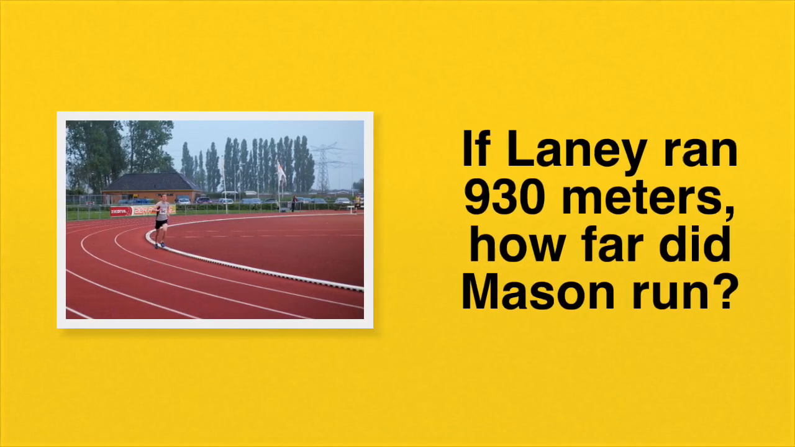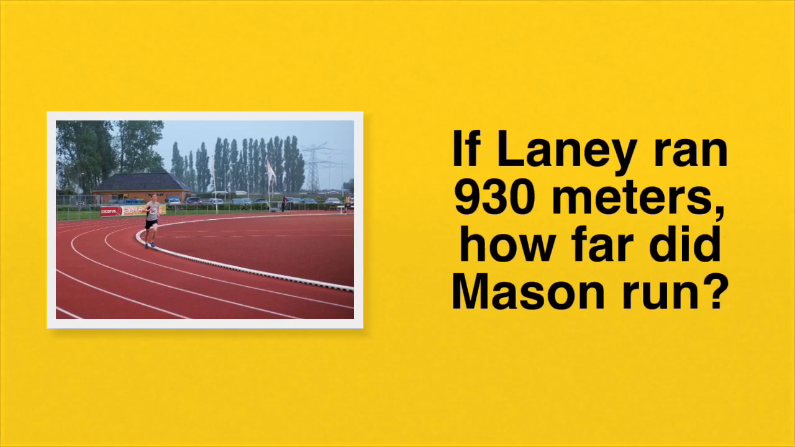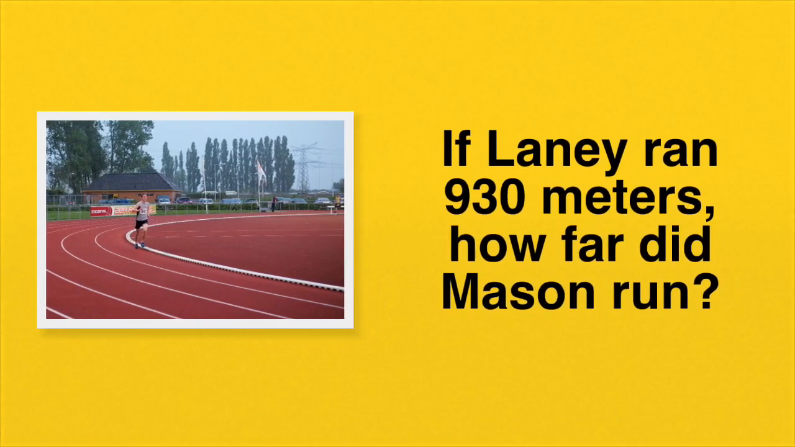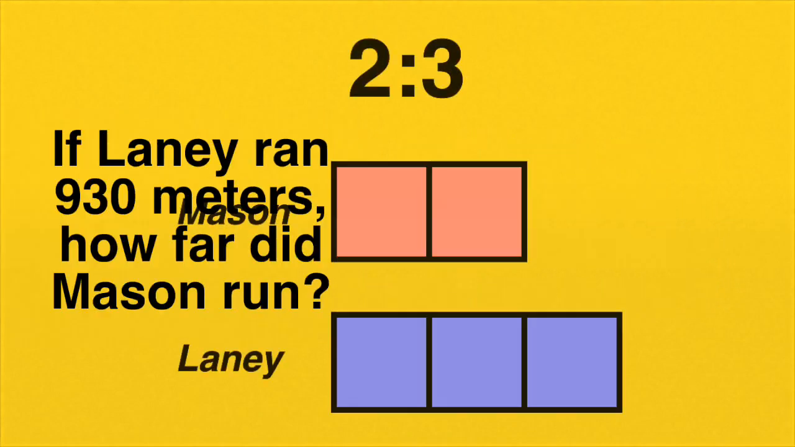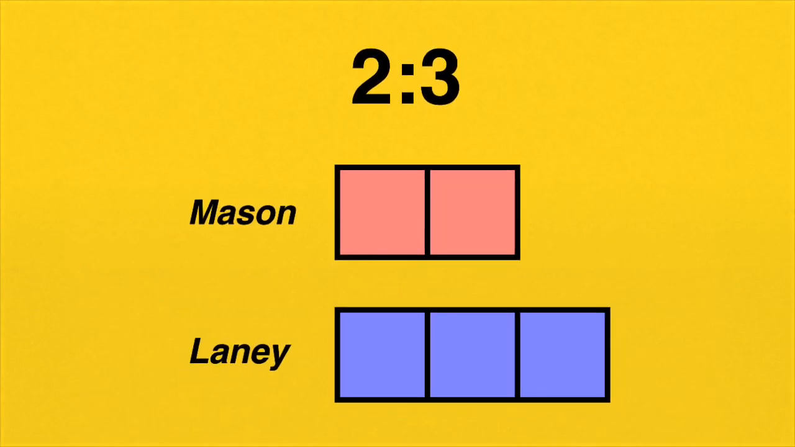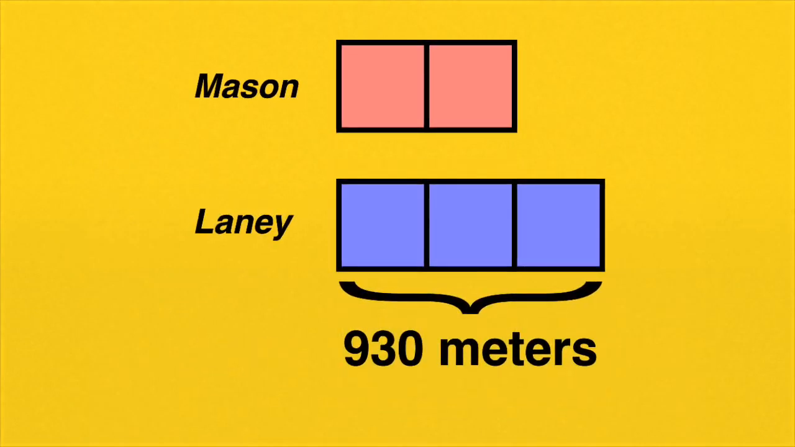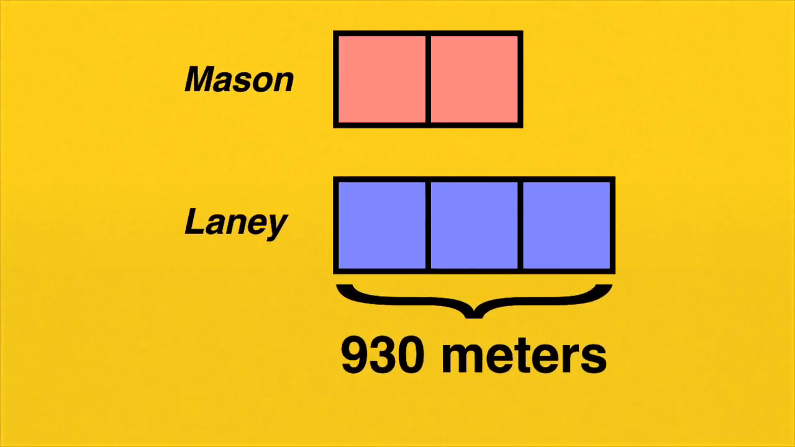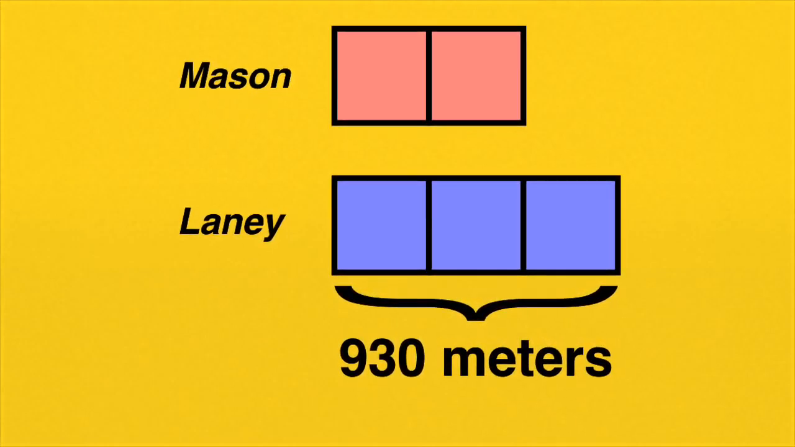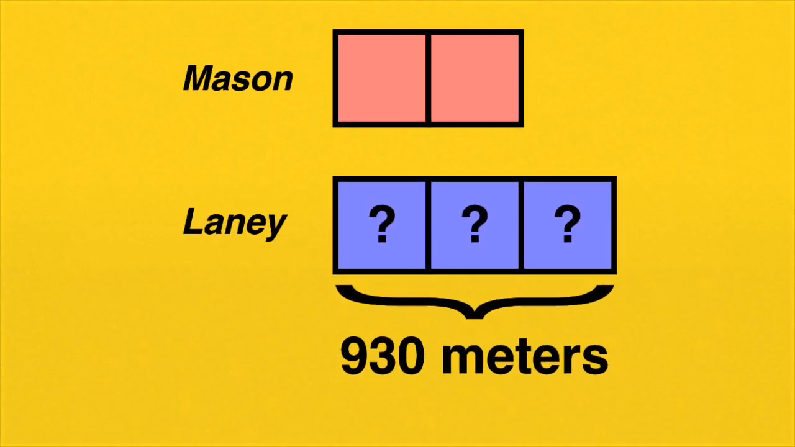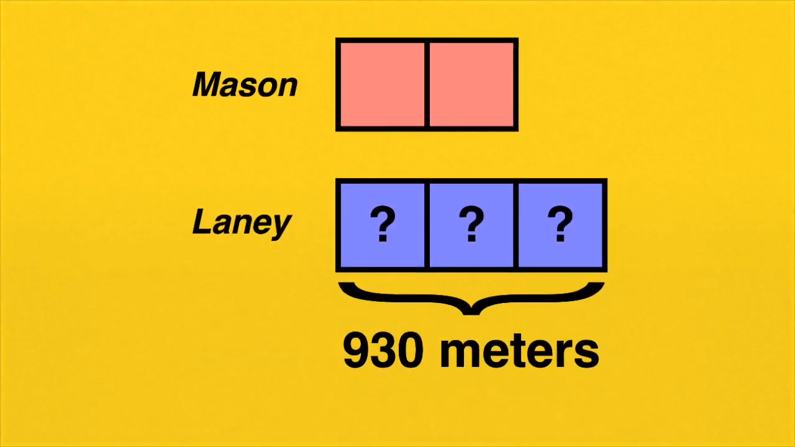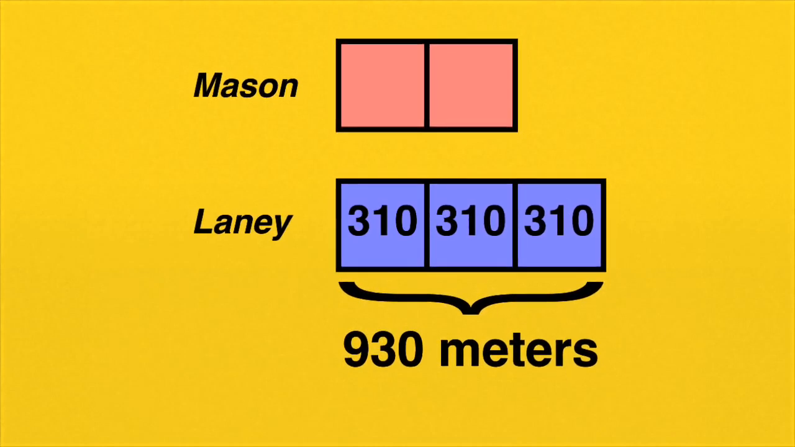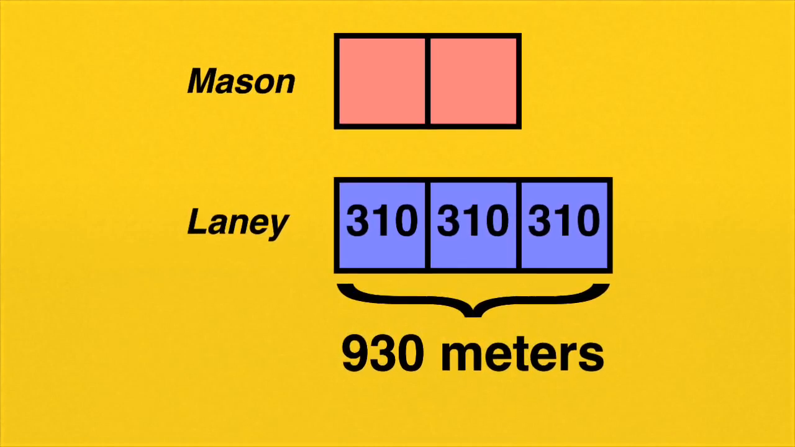Okay, let's use the same ratio, 2 to 3, but if Laney ran 930 meters, how far did Mason run? We have our same ratio, 2 to 3, but this time, we are told that Laney ran 930 meters. We have 3 units. Can we split 930 into those 3 units? You bet. 930 divided by 3 is 310. Each unit is worth 310.